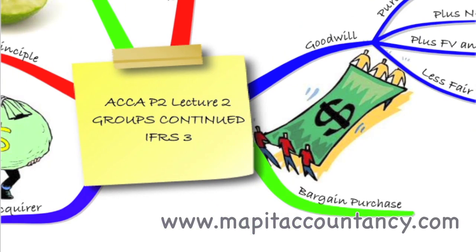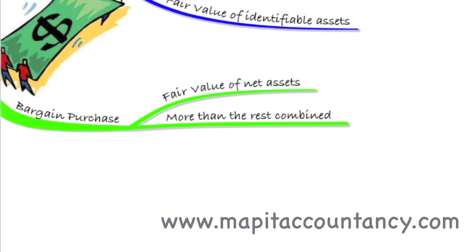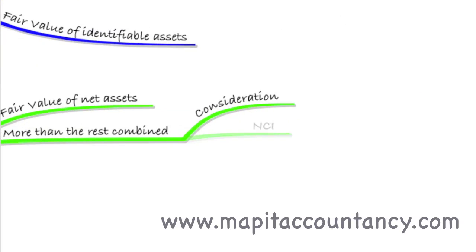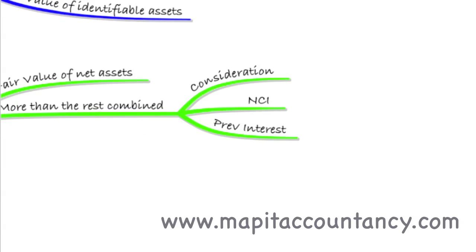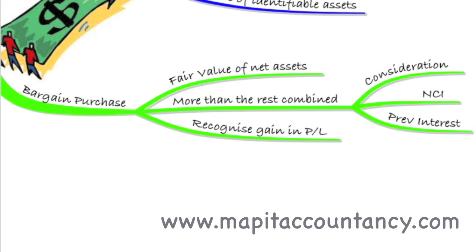A bargain purchase, remember this is negative goodwill, so if the fair value of the net assets is more than the rest combined, i.e. your consideration, non-controlling interest and your previous interest, so the fair value of net assets is more than all of that, well then you'll recognise that gain in the profit or loss. So that will be a gain, and you recognise that immediately in profit or loss, you don't capitalise it.